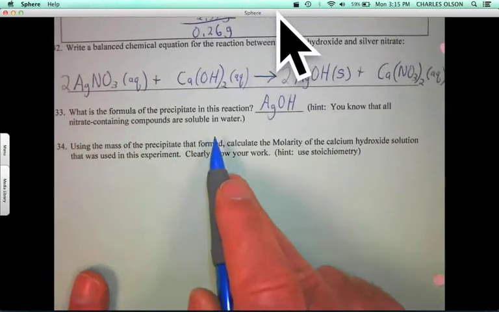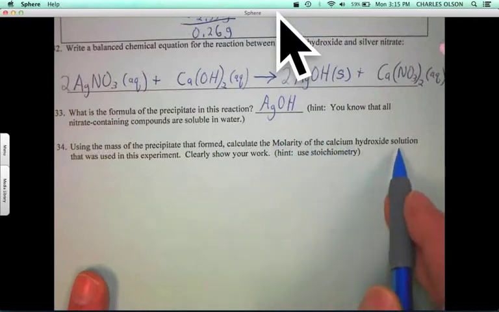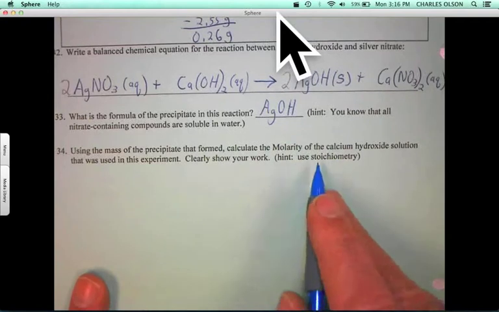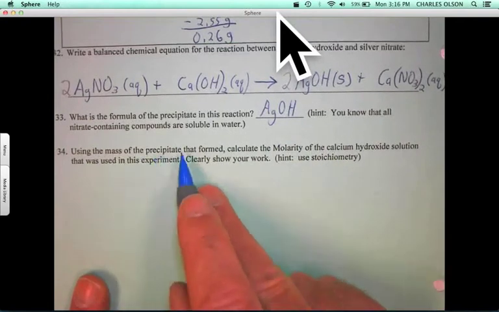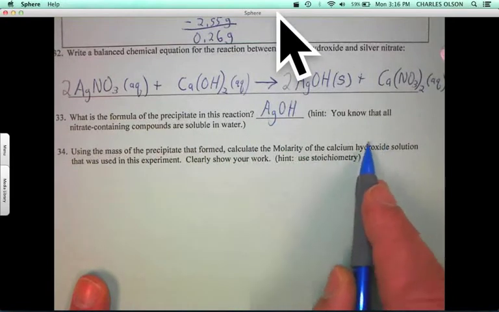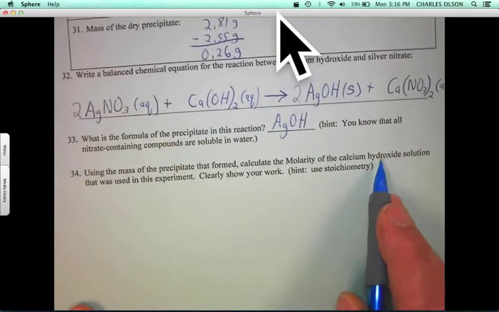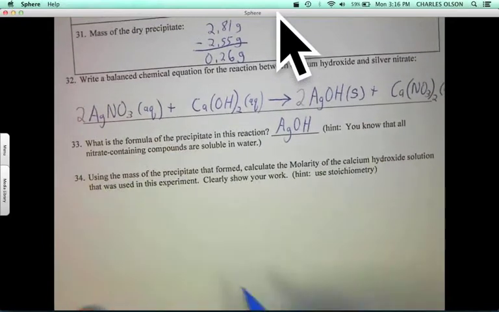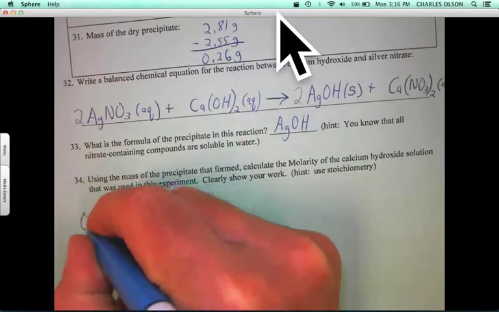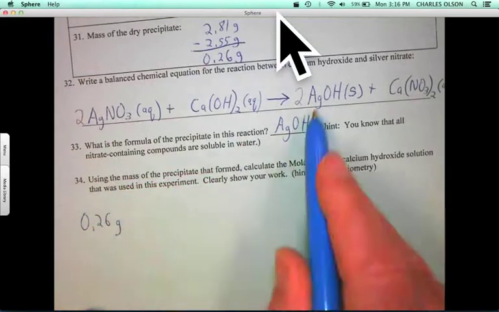Now finally, we come to the last question, which is, using the mass of the precipitate that formed, calculate the molarity of the calcium hydroxide solution. Now, hint, use stoichiometry. Actually, that makes sense because the precipitate that formed, that's AgOH, but it's asking us something about calcium hydroxide, so that's a different substance. So, using the mass of the precipitate that formed. Well, we formed 0.26 grams of the precipitate, AgOH.